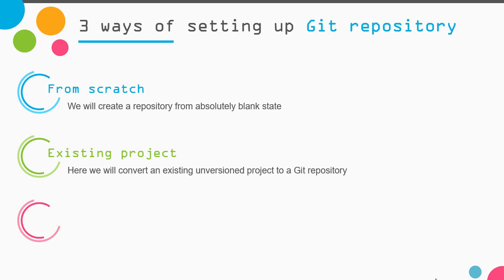Technique 2: creating a repository from an existing project that is unversioned. This means that we have an existing project with its files and directories. However, this project is not under source control management. We'll initialize a repository with the necessary commands that will create the .git directory and hence bring it under version control.